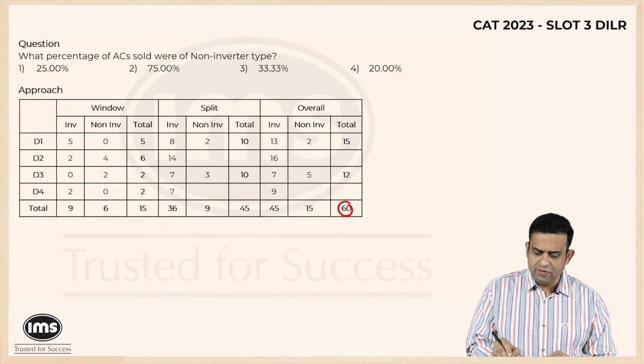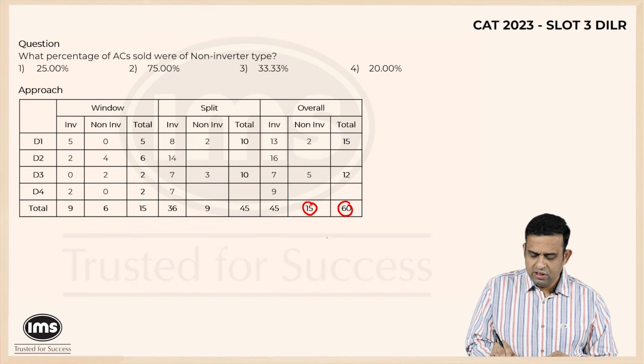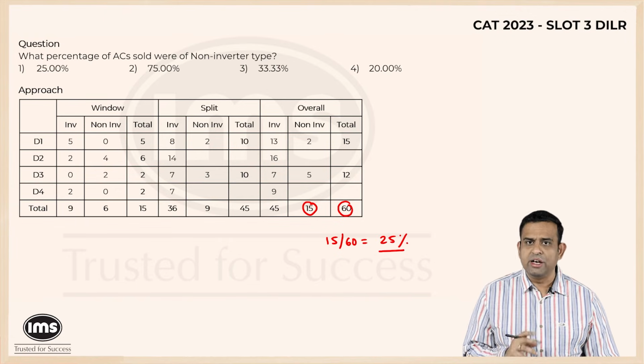Out of that, non-inverter happens to be 15. So 15 out of 60 is nothing but simply 25%, and hence option number 1 is the answer for this particular question.